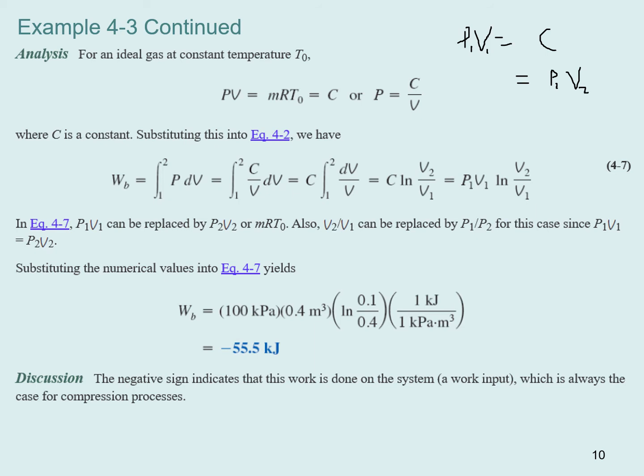So you can replace any of those terms, you can replace the V2 over V1 just by solving this equation. So V2 over V1 equals P1 over P2. So you can substitute those values in for what you want, because in this case you're actually given the volume change, so it's very easy to just use volumes. So if you plug those numbers in, you get minus 55.5 kilojoules.